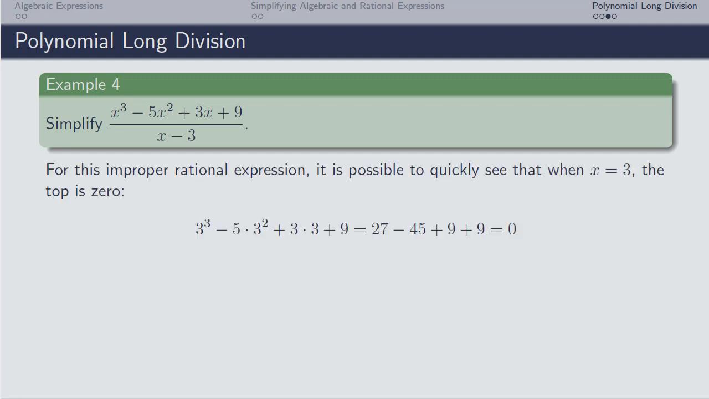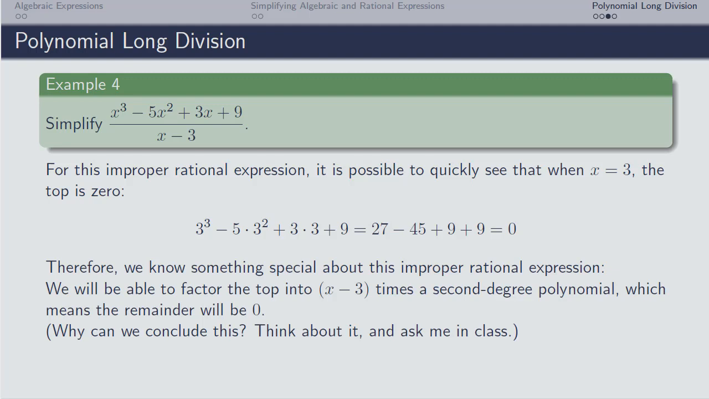Now, it's kind of difficult in general to factor a cubic polynomial, but I can just see quickly that if I plug in x equals 3, I get 0 in the top, right? Why did I pick 3? Well, that was what made the bottom 0. Because I plugged in x equals 3 and I got 0, that means I will be able to factor an x minus 3 out of the top and cancel it with the bottom. So I know that I can do that. This is a good thing to talk about in class if that is not obvious to you. So think about it a little bit, and then we can talk about it.